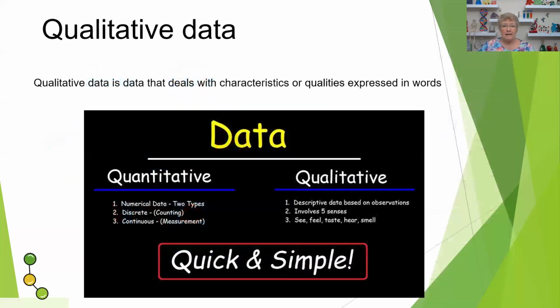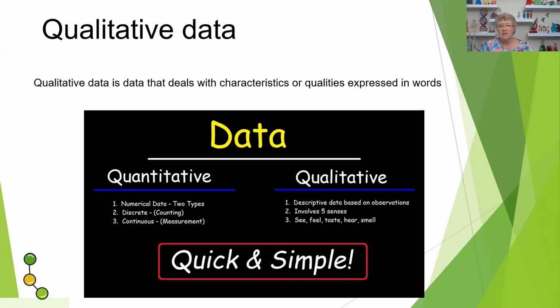Now, when we're talking about data, there are two kinds of data. Think about the difference between the two words, quality and quantity. If you've got a quantity of something, you have a number. I have a quantity of coins. I have 15 coins. That's my quantity. The quality of my coins is, well, they're all pennies. So they're all copper colored and they're all a little bit tarnished and they're all a certain size. That would be quality. Quantitative gives you a number. Qualitative does not. It is something that you would observe.